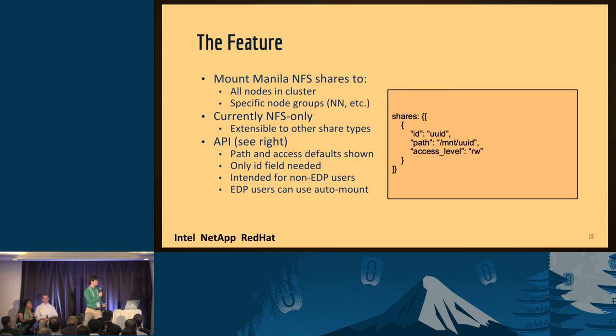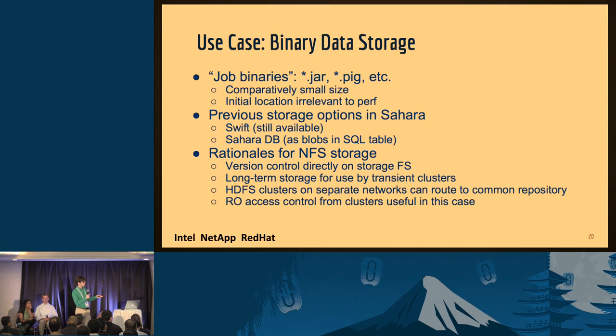So the first use case that we cover is binary data storage. This is the case in which you've created your Spark job or your Hadoop job, et cetera. You have a jar, you want to register it with Sahara so it can be run repeatably within your cluster. So these have a comparatively small size. These aren't really big data. So the initial location of these files is irrelevant to performance.